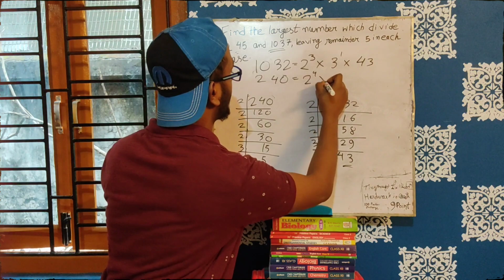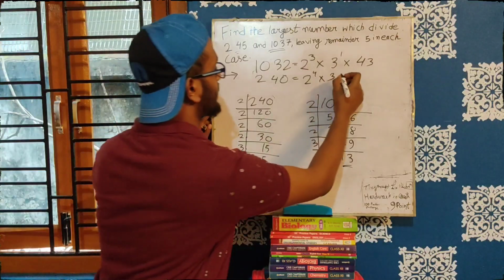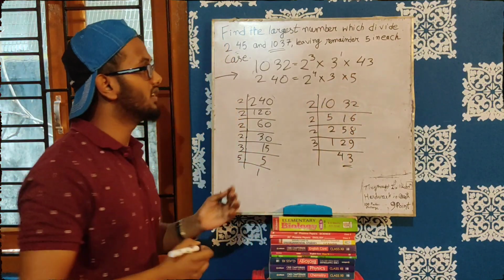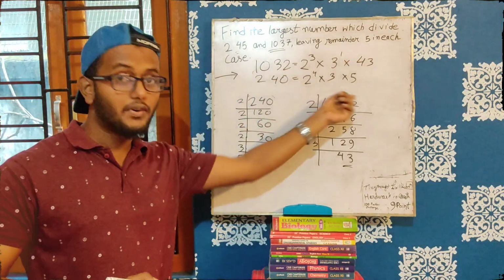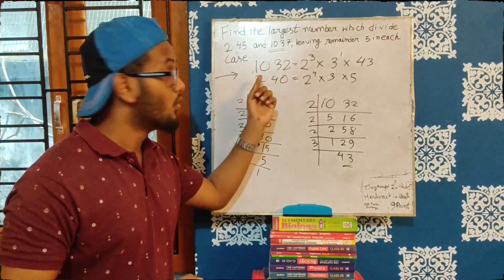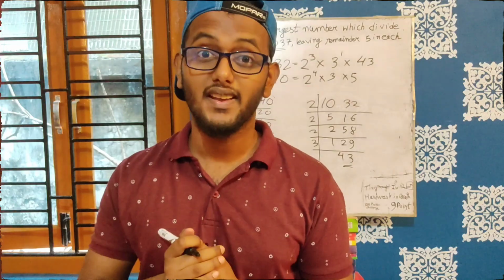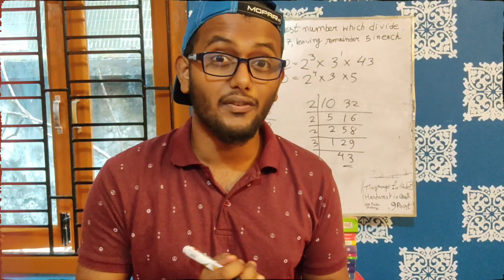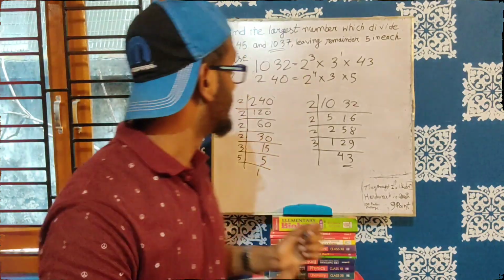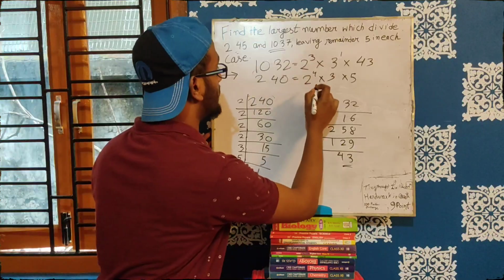1, 3, 1, 3, 1, 5. Okay, so this is the prime factorization of 1032 and 240. Now let's find the HCF. What is the HCF? Highest common factor. Let's find what is common in this.